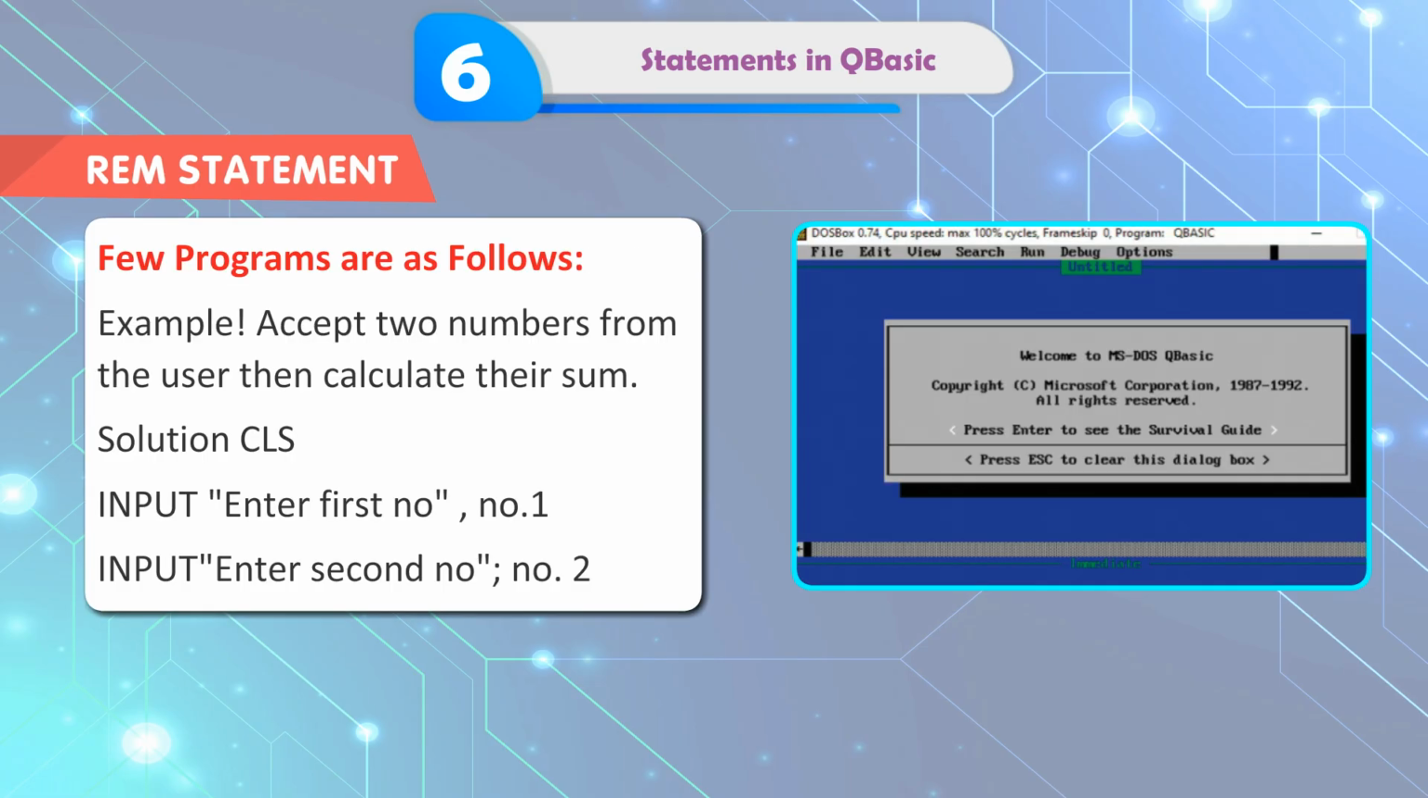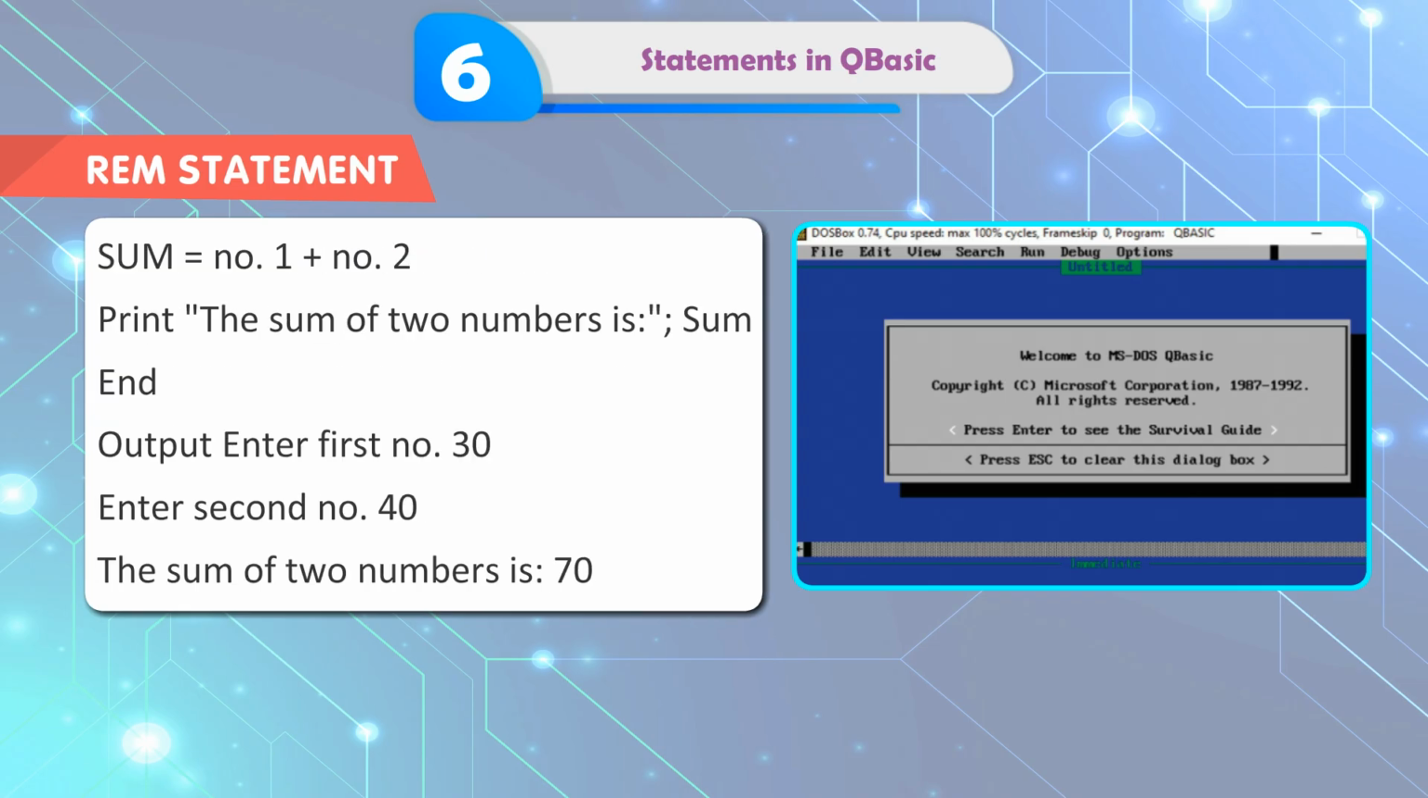A few programs are as follows. Example 1. Accept two numbers from the user, then calculate their sum. Solution: CLS, INPUT "Enter first no.", no1, INPUT "Enter second no.", no2, sum = no1 + no2, PRINT "The sum of two numbers is"; sum, END. Output: Enter first no. 30, enter second no. 40. The sum of two numbers is 70.